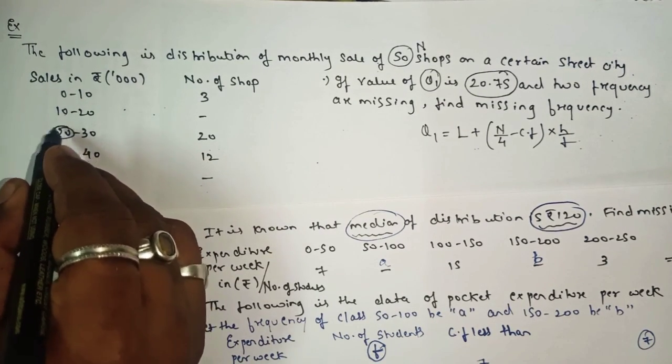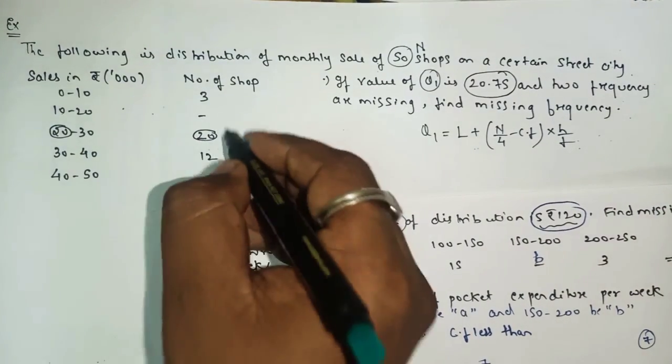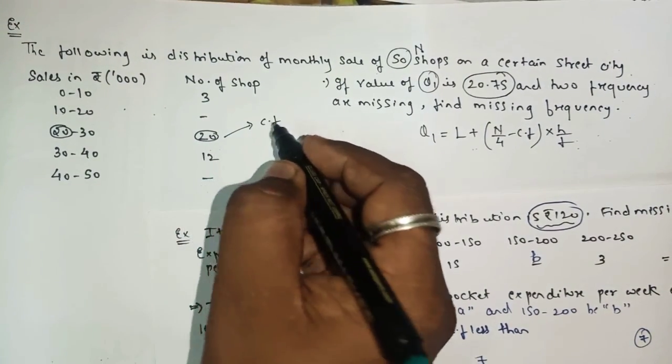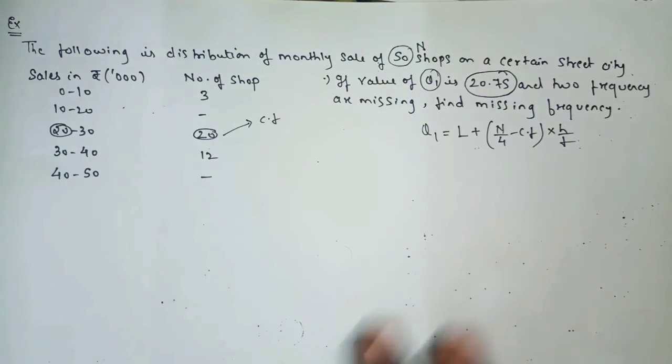So this will be L. This will be the frequency. In the cross you will get the CF. So please try this sum by yourself.